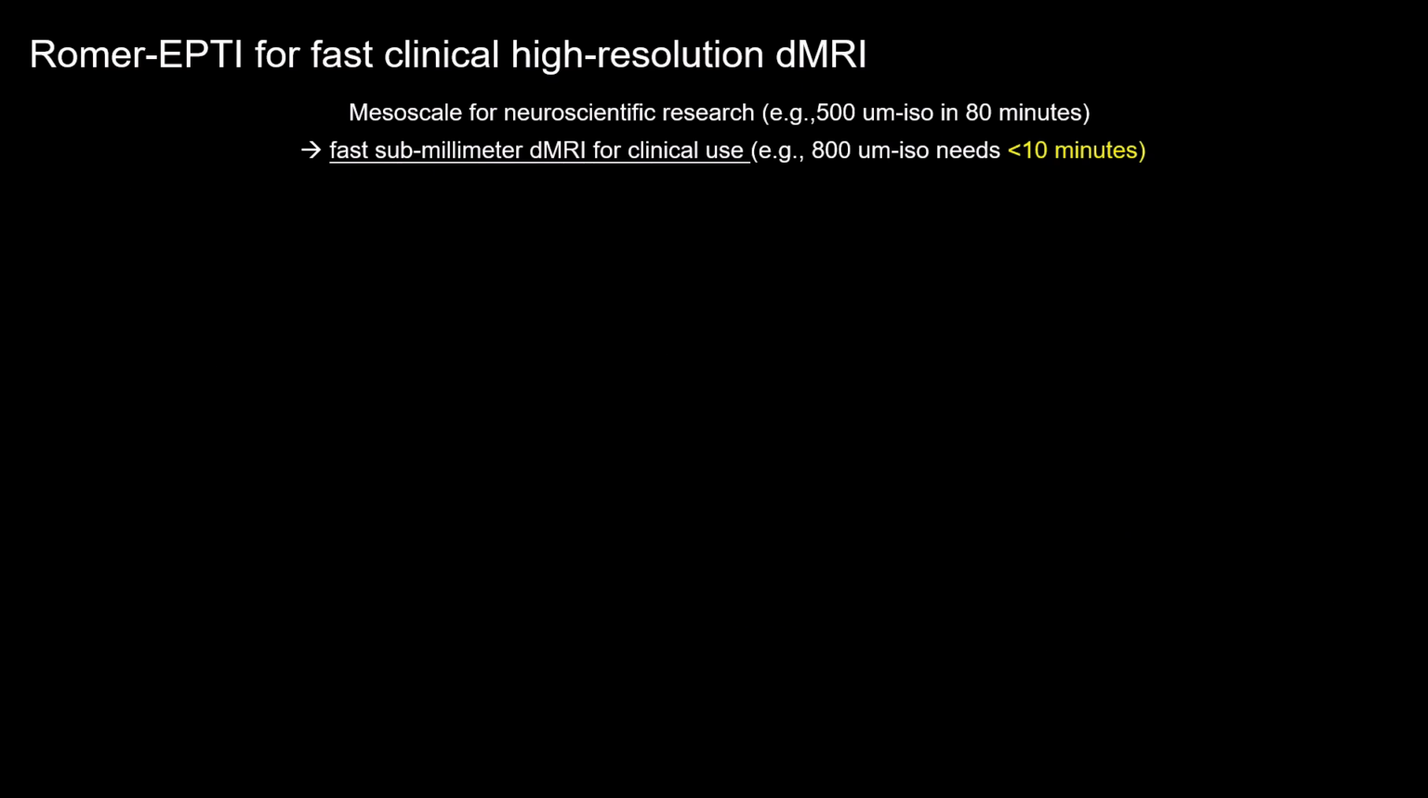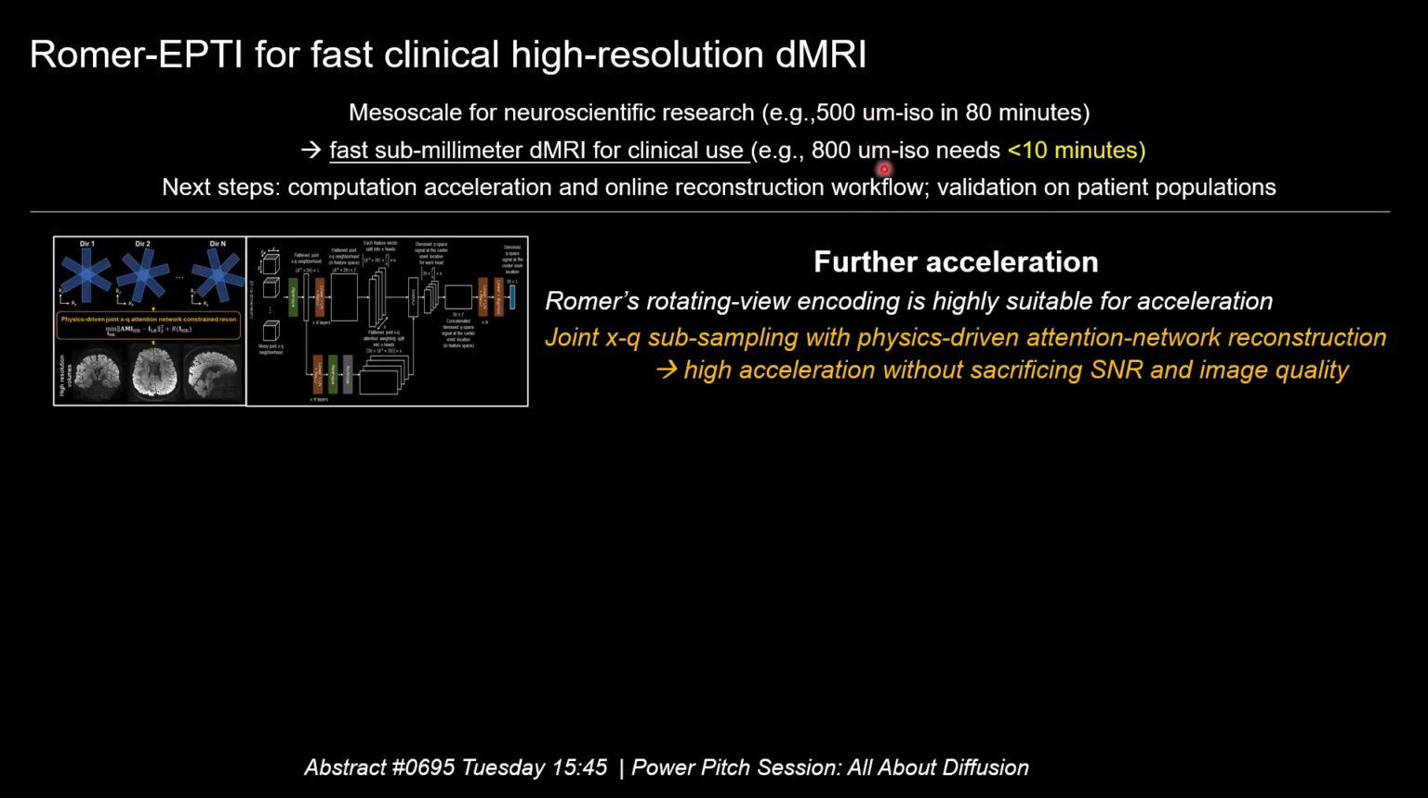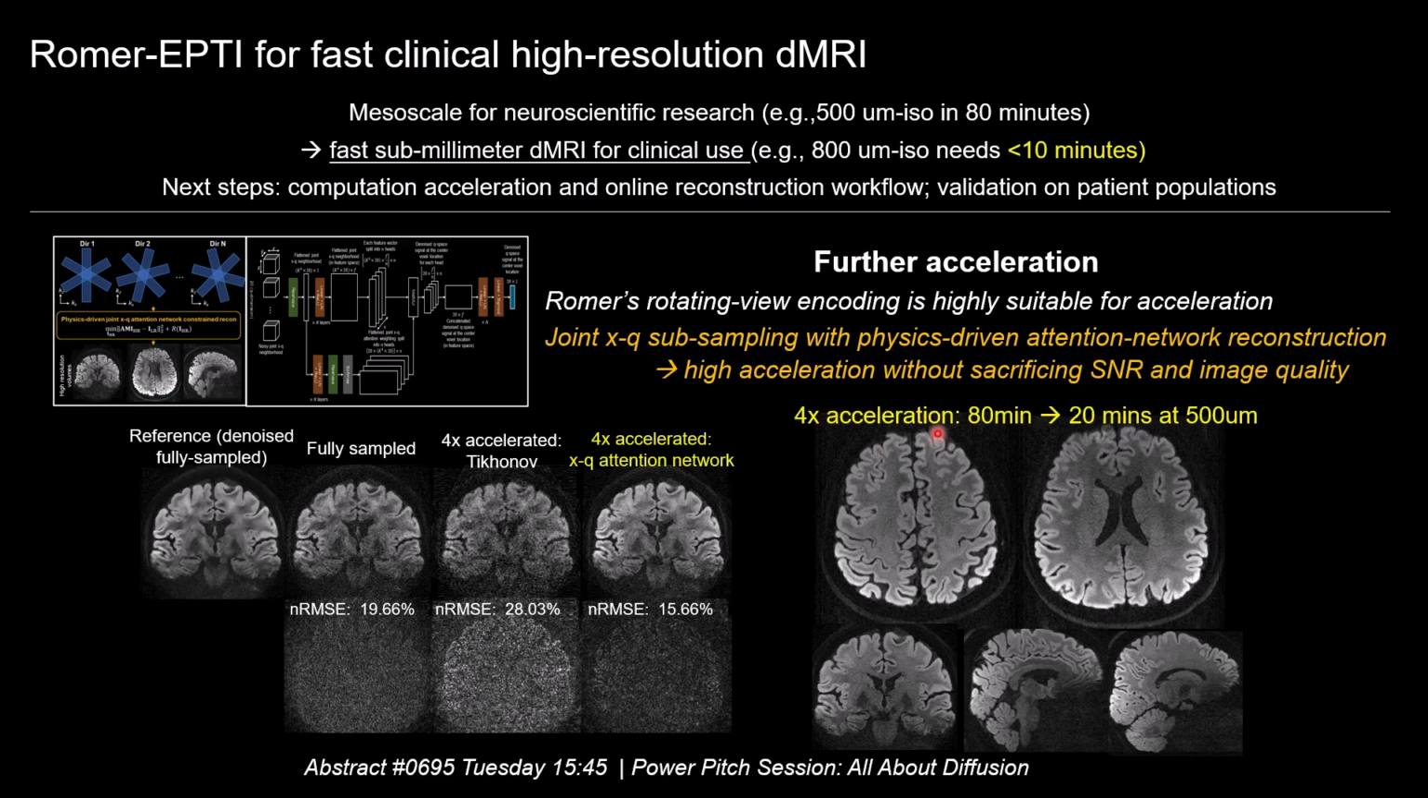Moving from neuroscientific research to clinical application, Romer's high SNR gain allows us to achieve sub-millimeter diffusion MRI, like 800 micron within 10 minutes, on top of the comprehensive improvement of the data quality and the robustness to motion. And in the future, we will further optimize the reconstruction for further acceleration and online workflow and validation on patient populations. And even for mesoscale resolution, we also achieve further acceleration leveraging the data redundancy of Romer's rotating wheel encoding and also in the XQ space. We achieved 4 times acceleration, reducing the acquisition time for mesoscale diffusion MRI to 20 minutes.